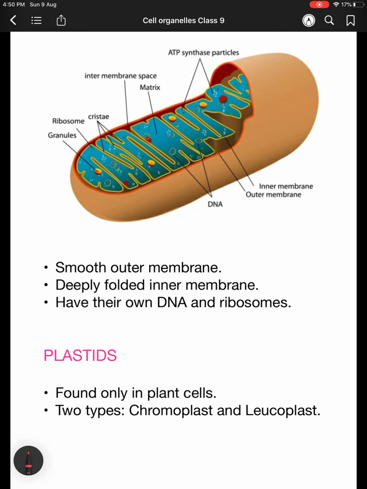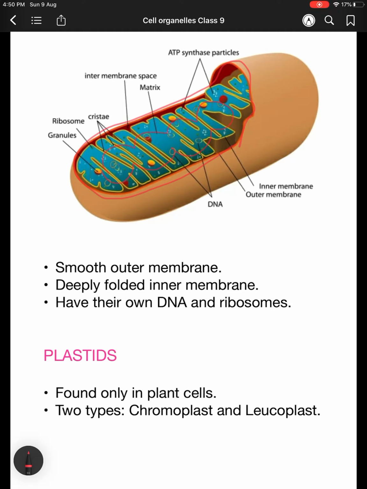Now, we will discuss about the structure of mitochondria. So, as you can see in the diagram, mitochondria have two membrane coverings. One is a smooth outer membrane which is very porous, and the inner membrane is deeply folded.